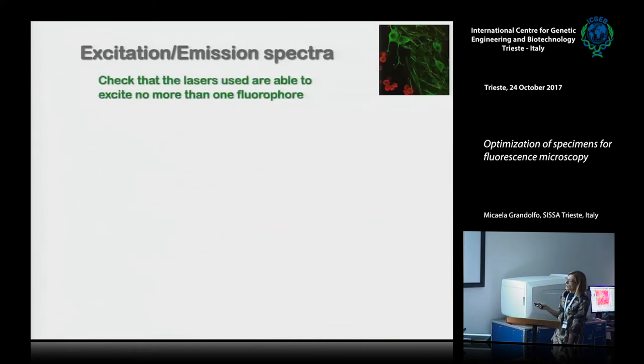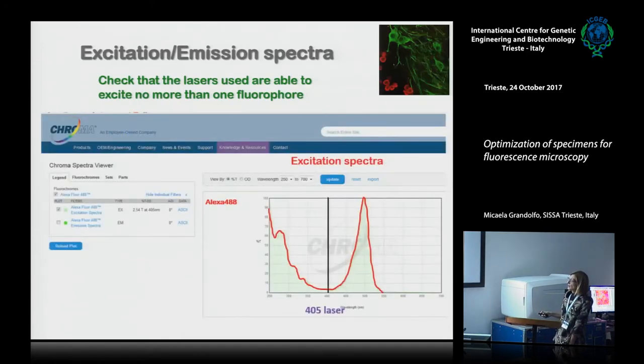But there is another situation in which you have to be careful, and it is you have to check if the lasers you want to use are able to excite just one fluorophore at a time, one of the fluorophores that you have, of course, in your sample. So suppose you have DAPI and Alexa 488 in your sample. You have to check if the 405 laser, that is the laser that you use for exciting DAPI, is able or not to excite Alexa 488 also. This is the excitation spectrum of Alexa 488. And as you can see, this is not the case. It is 2.5% efficiency, but it is really negligible, so it doesn't matter. Okay, you can use this couple of fluorophores.